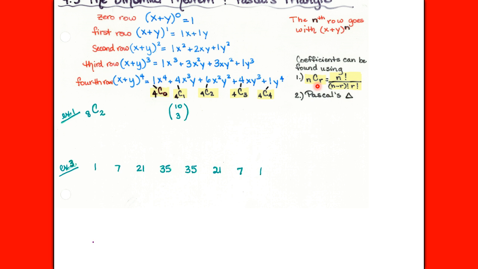r is going to be the location that it is in that row. We're going to start counting with 0. So just like we count the rows down by 0, we're going to count the terms across our row starting with 0. So it's going to go 0, 1, 2, 3, 4. So 2 different ways that I could get those coefficients. If I did 4C2 using that formula, I would get 6. Or I could build the triangle down and get 6.